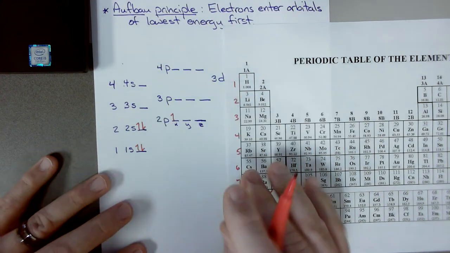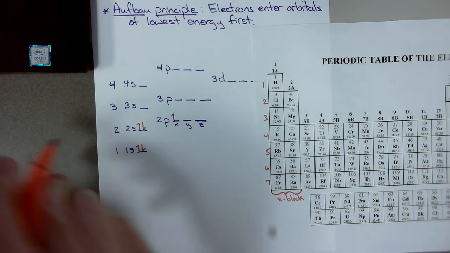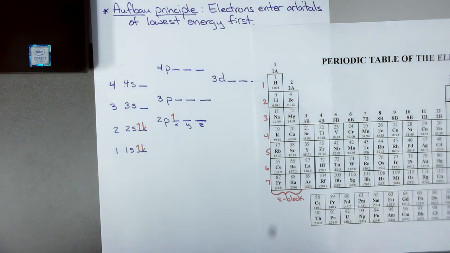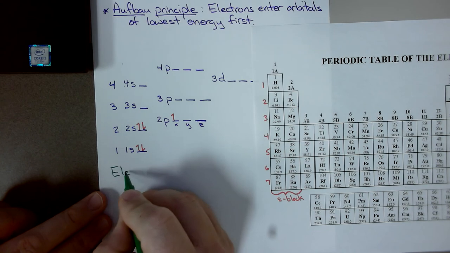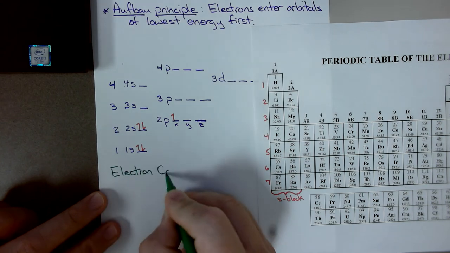Now, if I wanted to show this with electron configuration, I can show you boron, and I'll use a different colored pen here so you can see, and I'll write this down. We're looking at electron configuration.